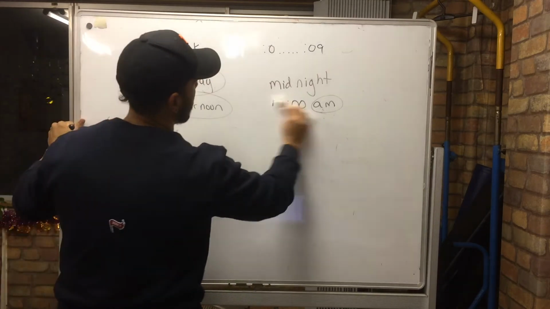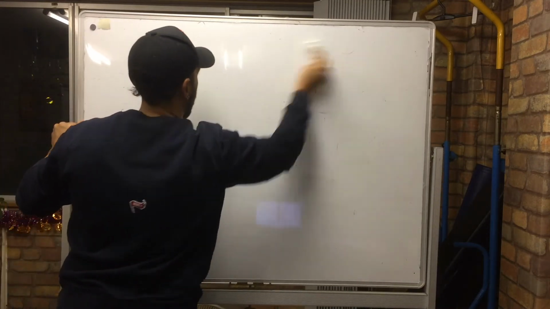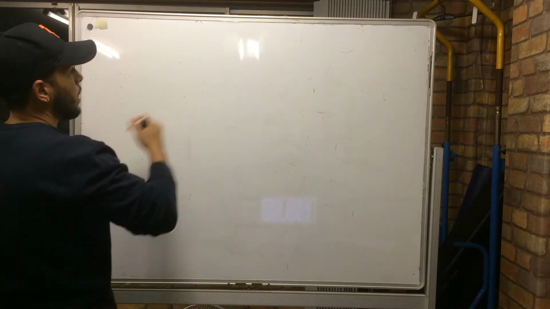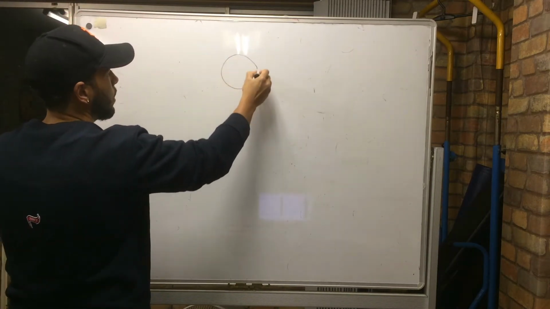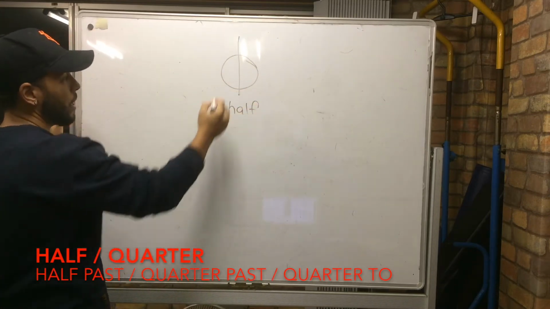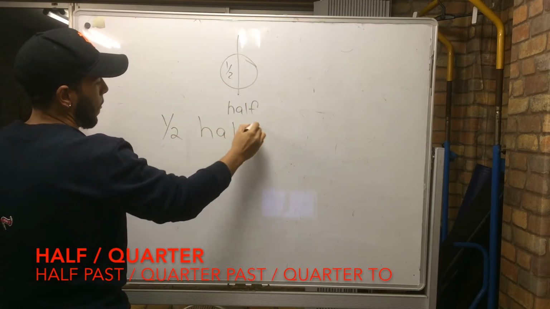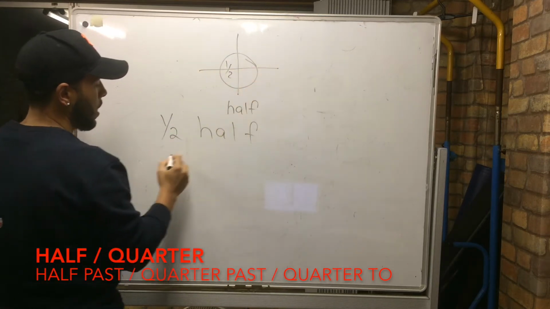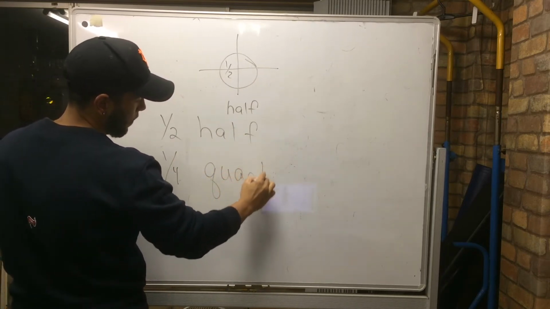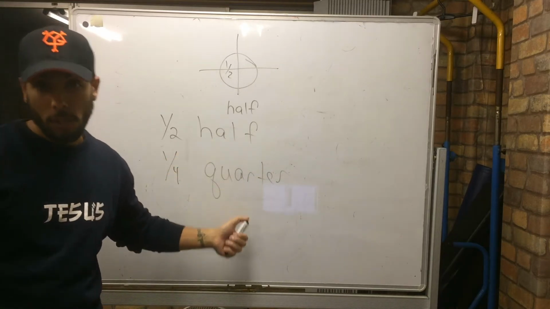Alright, now comes the fun part here. When you take something, a circle, and you cut it in half, it's half. Okay? 1/2. This is half. When you cut it this way, it's 1/4 or quarter. Okay? Half and a quarter.